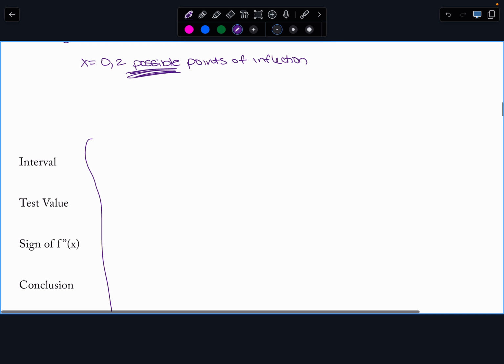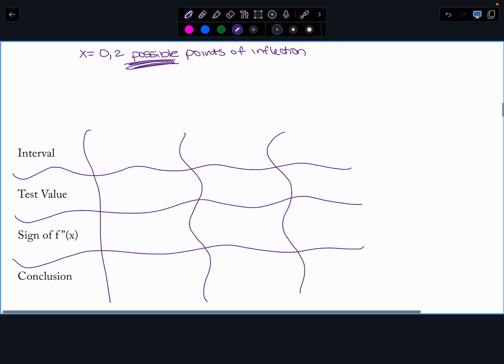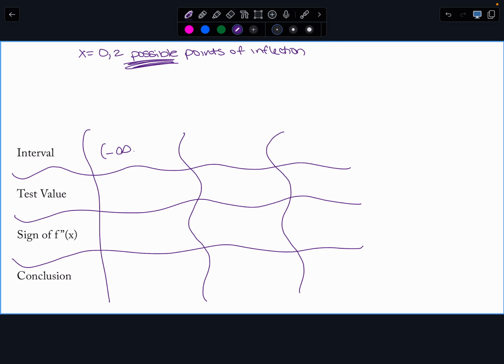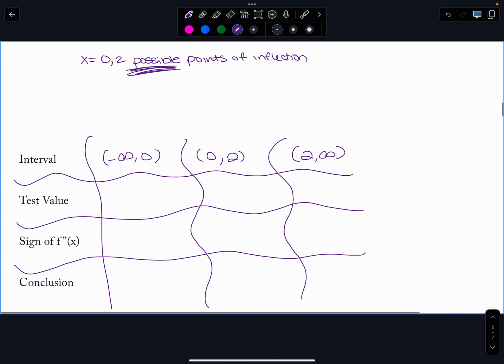So I'm going to do my chart. I have no closed interval that I'm bounded on. So I'm going to go from negative infinity to 0, 0 to 2, and 2 to infinity. And then I'm going to be super happy compared to the last lesson because now I can pick whole numbers. I'll be sad the next example question though. So I have negative 1, I have 1, and I have 3.